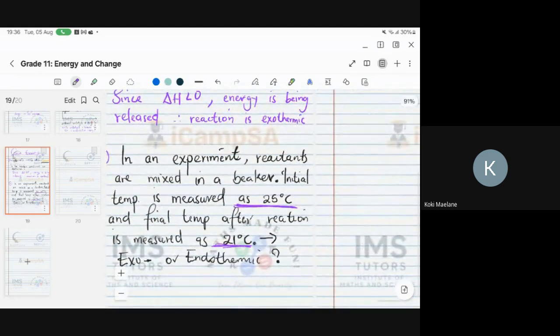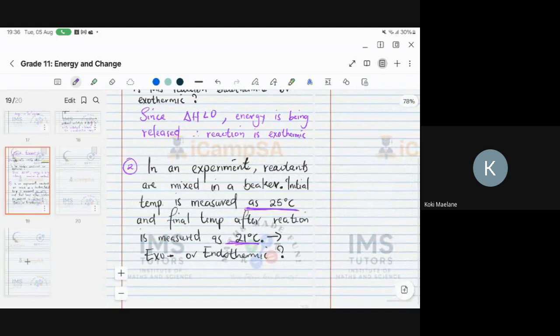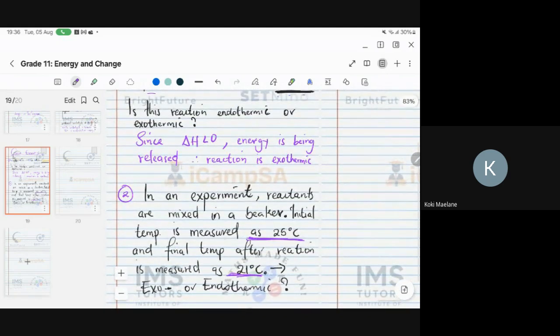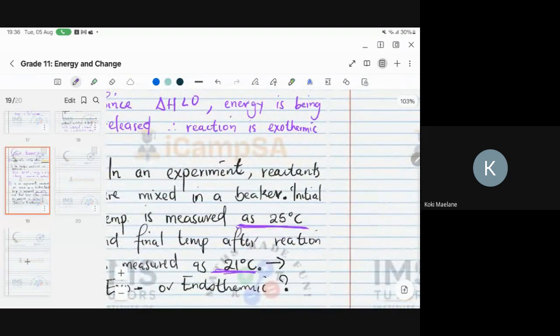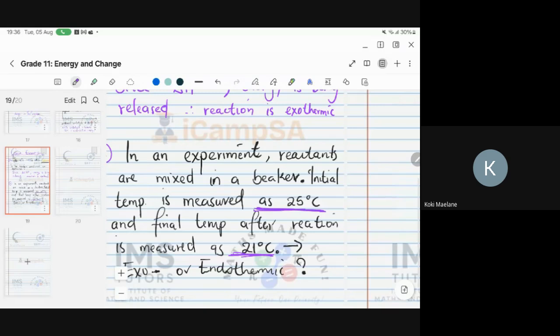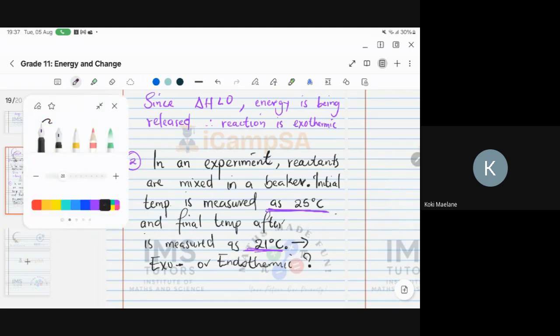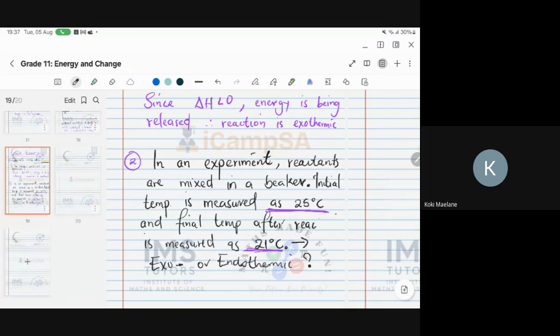So what do I mean by that? Because this might be a bit confusing. When we started, the reactants were at 25 degrees Celsius. That's when we started, the initial temperature. The reactants are at 25 degrees Celsius. They have a high heat energy. And then the products have a lower heat energy after the reaction. I keep making spelling mistakes, I'm sorry about that. This is reaction.